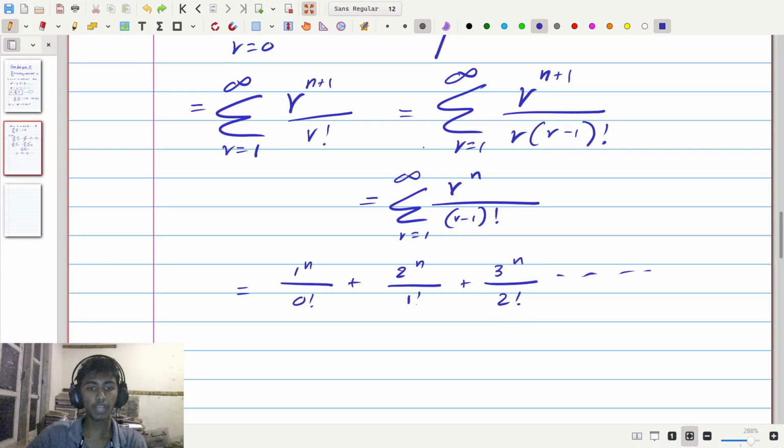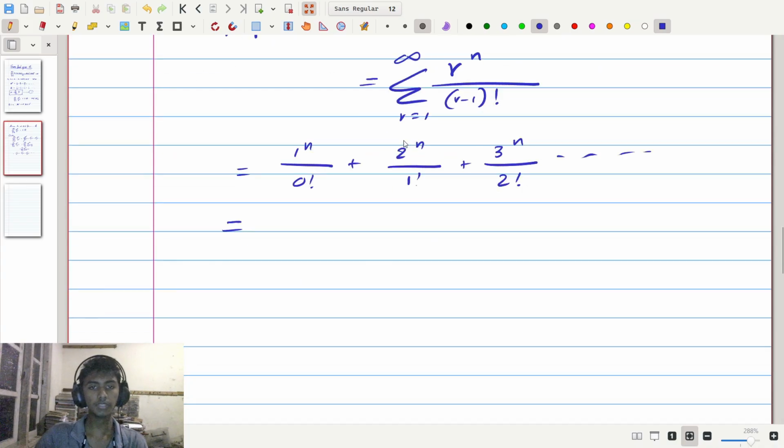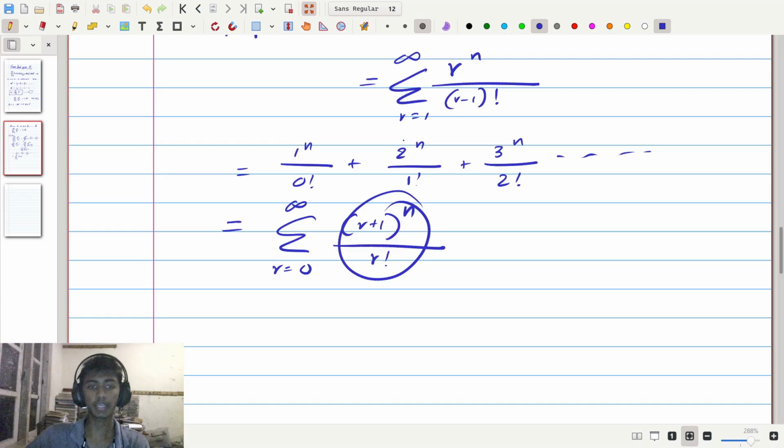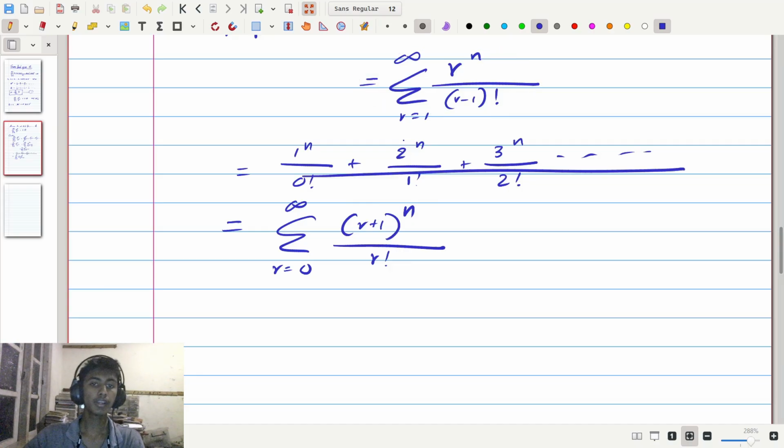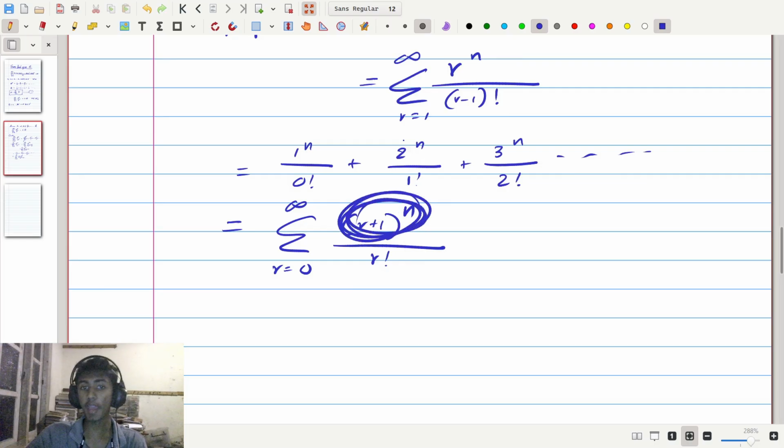So therefore, this sum is the same as the sum, sigma r equals 0 up to infinity, of r plus 1 to the power of n divided by r factorial. The same exact thing, because if you consider substituting the values of r, both of these sums give the same exact terms. Now, if we consider this sum, we can see that on top we have an expression that we need to expand. This can be expanded using the binomial expansion. If you want to know about the binomial expansion, click this video on the top right here.